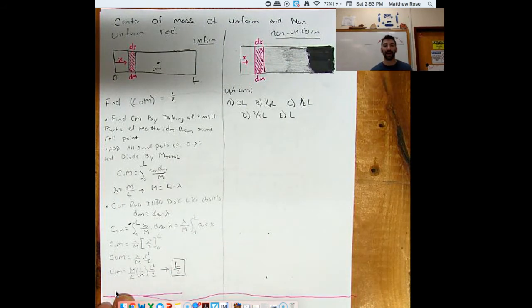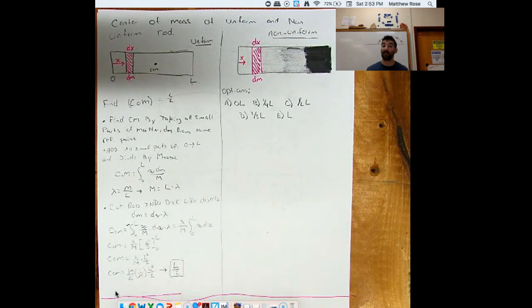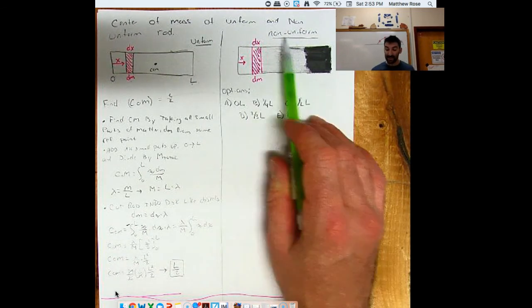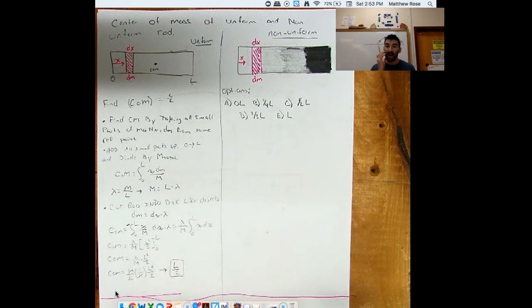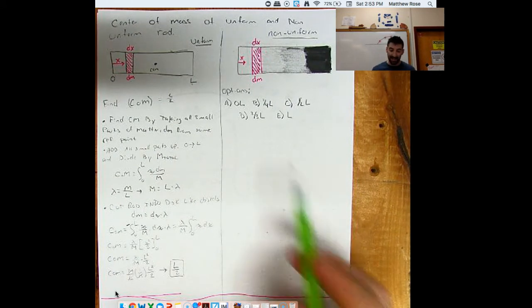All right, so that was hopefully pretty straightforward and pretty easy. What if I have a different option? What if I have a multiple choice question? Same thing, except now I have a non-uniform mass density. Now, for multiple choice, technically I'm missing something here.